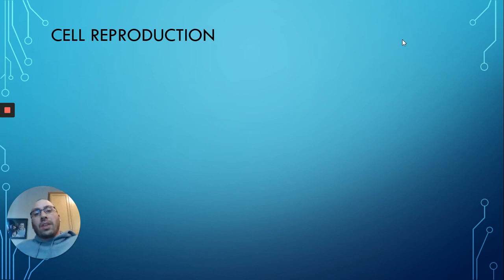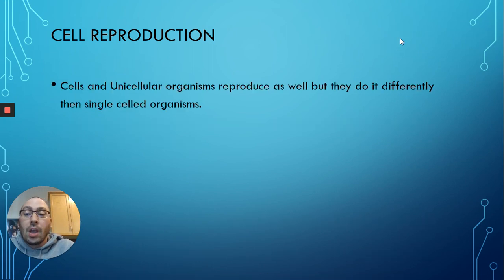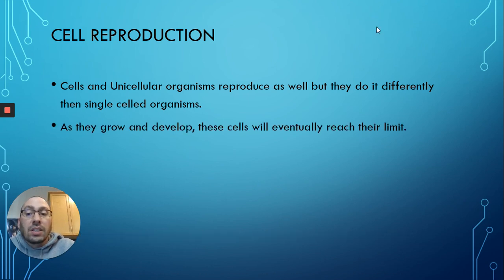That leads to another important function: cell reproduction. We talked about this earlier in the semester, how all living things require reproduction. They have to reproduce in order to be considered alive. However, single-celled organisms only have one cell. They don't reproduce sexually like we or other organisms do. So unicellular organisms reproduce as well, but they do it differently.